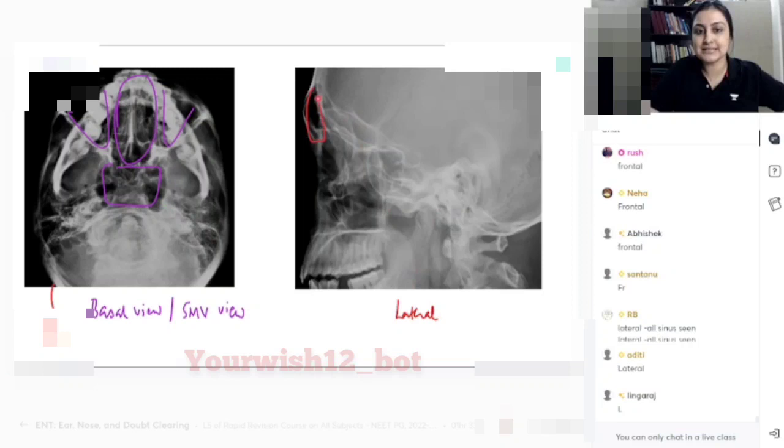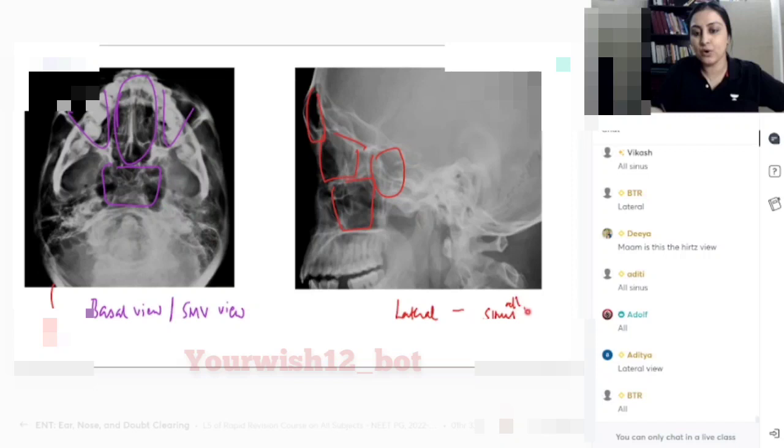So in the lateral view, I can see the frontal sinus. I can see the ethmoidal sinus here. I can see the maxillary sinus. I can see the sphenoid sinus. So these are the sinuses I can actually visualize. This is the view where I can visualize all the sinuses.